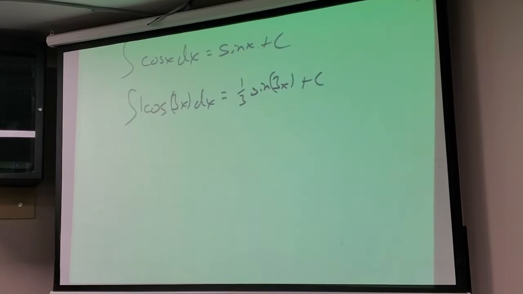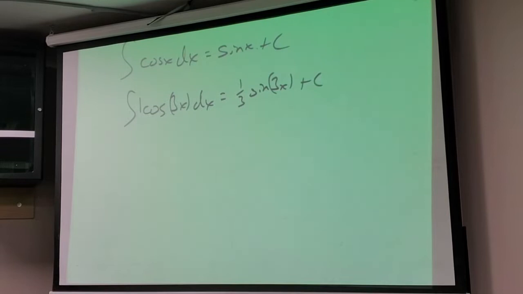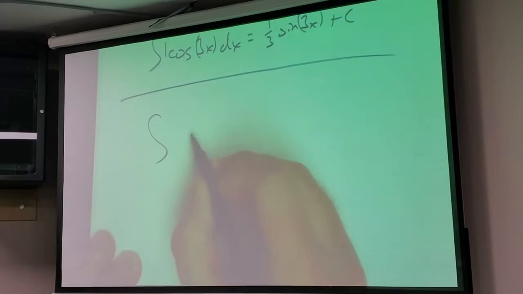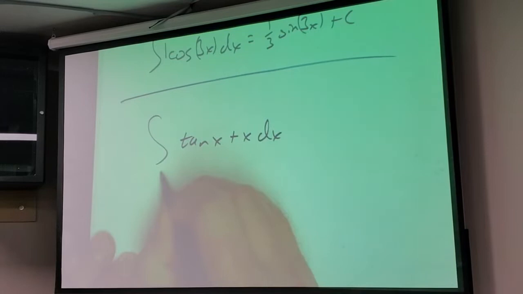Okay. Anything else? This is me being dumb. I forgot how to set up 2 to begin with. Oh, was 2 just the infinite limit thing? Yeah. Well, if I had like the integral of tangent x plus x dx from 2 to 7, it doesn't really matter. Kind of like that's a 2.